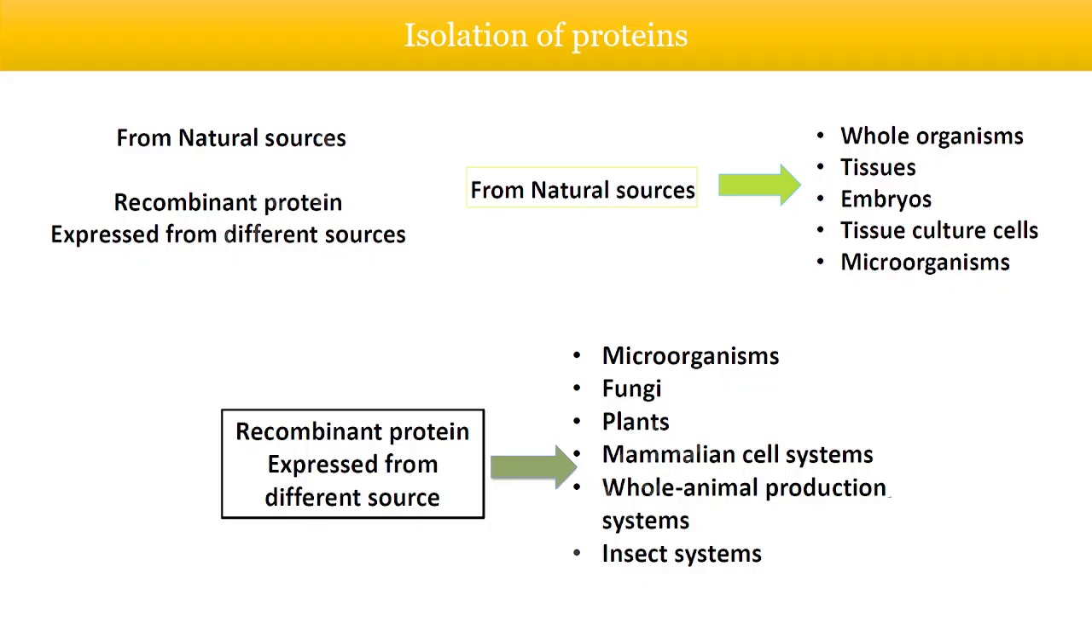Like from the natural sources, that includes the whole organism. You have the tissues, embryos, tissue culture cells, the microorganisms, things like that. And the recombinant proteins that are expressed from the different sources include the microorganisms, the fungi, the plants. You have the mammalian cell systems, the whole animal production systems, insects, things like that.